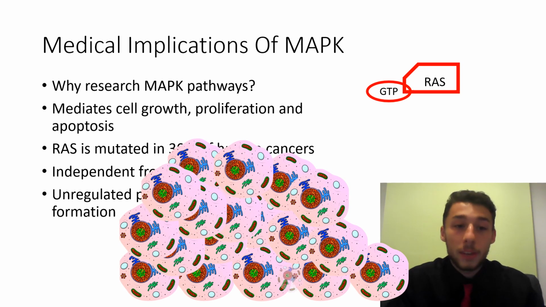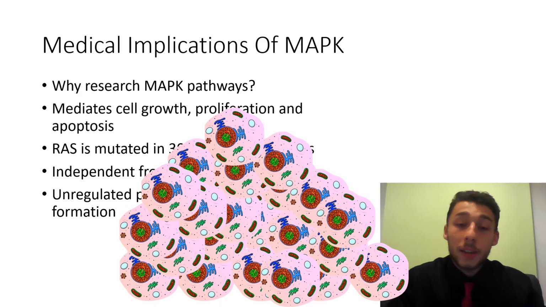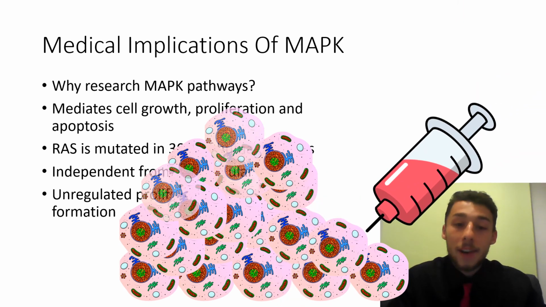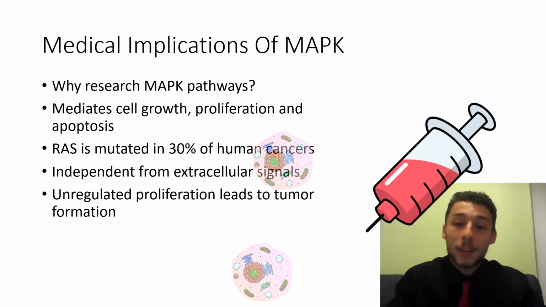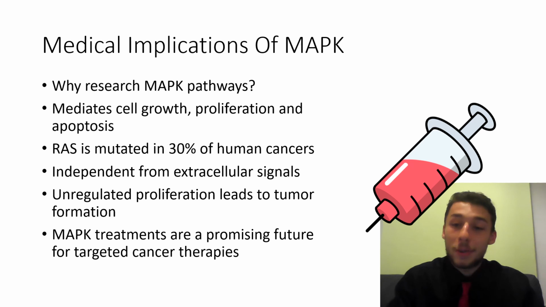eventually tumor formation. Their direct correlation to oncogenesis is why MAPK pathways have become such a promising target for cancer treatments. Hopefully, by developing a better understanding of MAPK pathways and their oncogenic mutations, we will continue to develop even more targeted cancer therapies that have a higher efficacy, less recovery time, and a lower instance of recurrence.